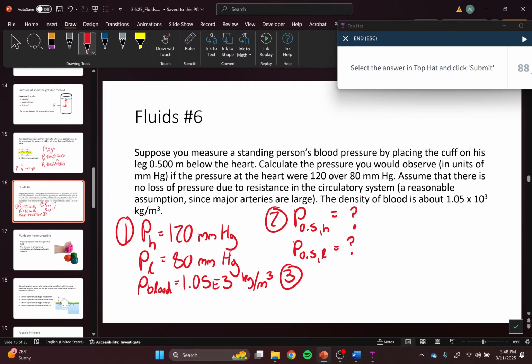What's interesting in this problem is this problem only is true on Earth. The numbers would be identical if you're in space, actually. It wouldn't matter where you measured it. But since we take our blood pressure measurements on Earth, it matters.